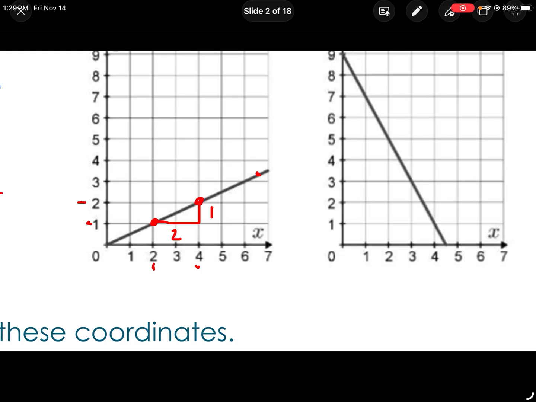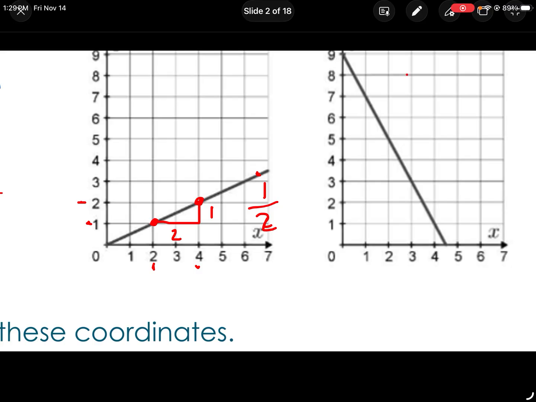Be very careful, don't just try to count the squares, because sometimes the axis, instead of having 2 and 4, might have 2, then 4, then 6, then 8, and it goes up in multiples of 2 or multiples of 3. So we can't just count the squares, we have to count what actually happened on the axis. Okay. So, as I said, slope is rise over run. So in our case, that's going to be 1 divided by 2. Simple as that. 1 is the rise, 2 is the run.